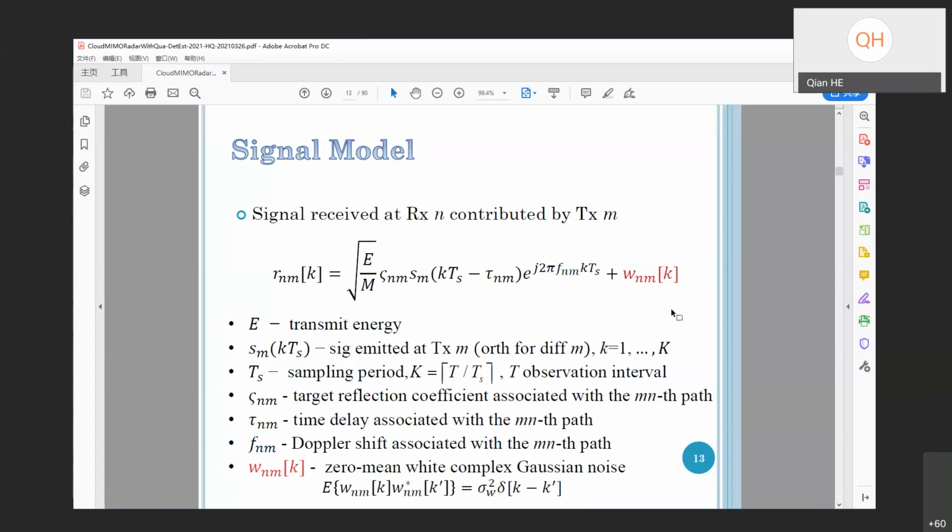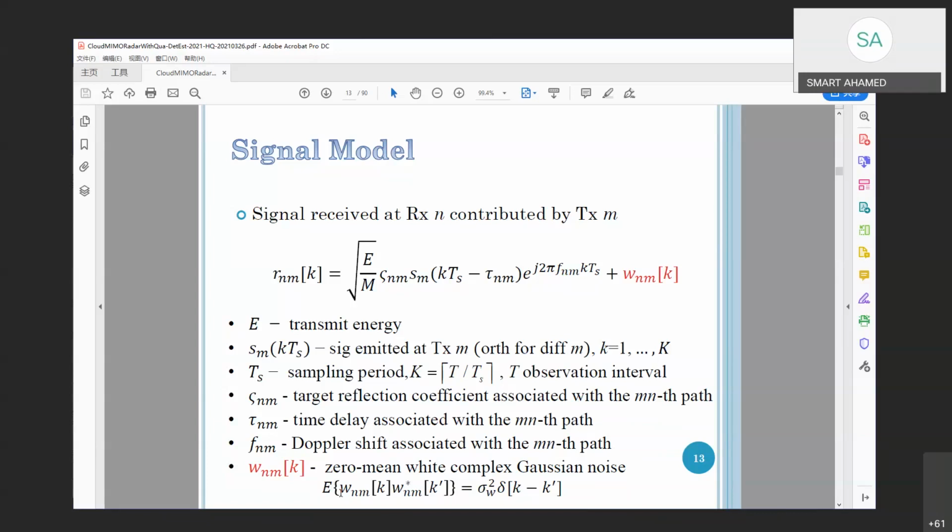And this W is an additive noise. It could contain some clutter or some other interference, but suppose we have done some pre-processing. So right now you only have some residue, and let's assume it's Gaussian noise. It is supposed to be white in both space and time. That's why we denote its distribution by a complex Gaussian with the correlation like this.